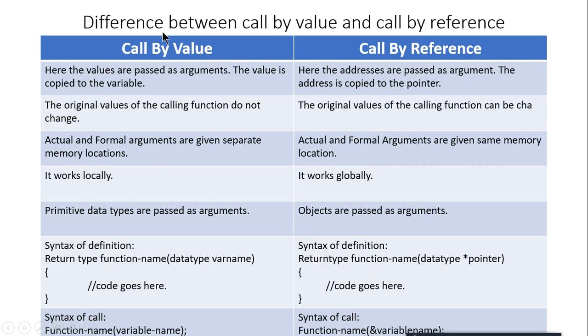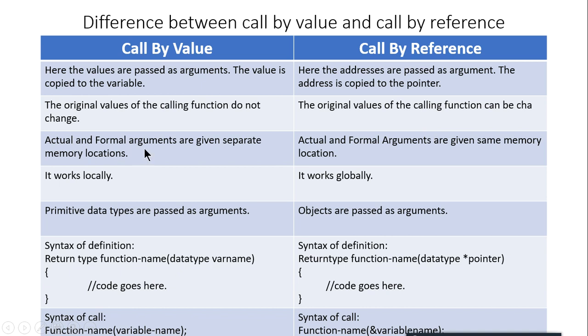These are the differences between call by value and call by reference. Here the values are passed as arguments, so the value is copied to the variable. Here the addresses are passed as arguments, so the addresses are passed to the pointers. Here variables are used, here pointers are used. The original values of the calling function do not change, as we have implemented practically in the program, but here the original values do change.